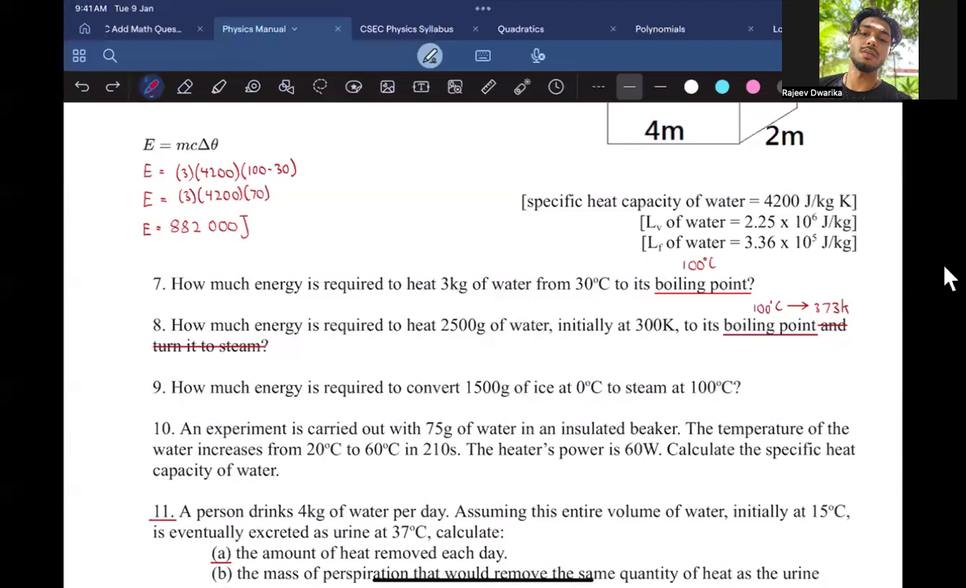Right, Justin, one thing. Inside the bracket, you need to put 373 minus 300. But yes, that's the correct answer I got there. So I want everybody now to try question 11.